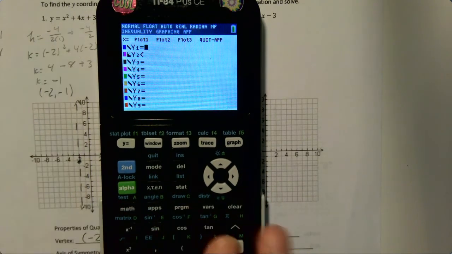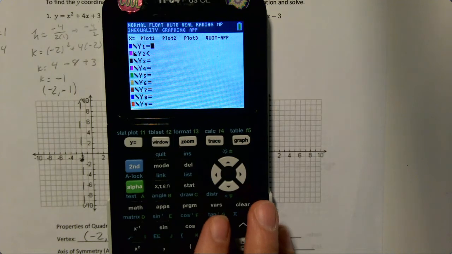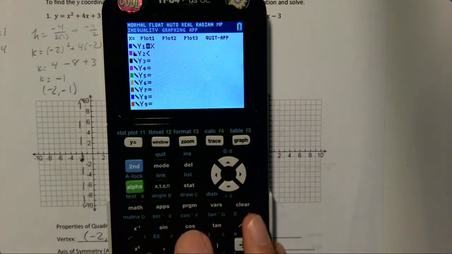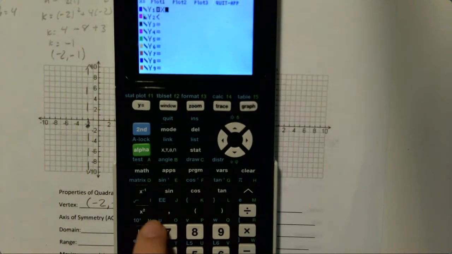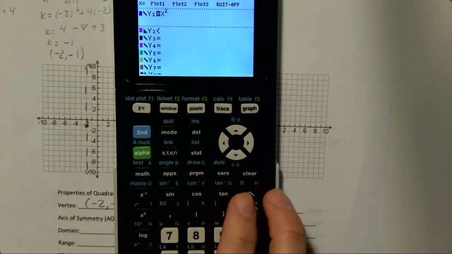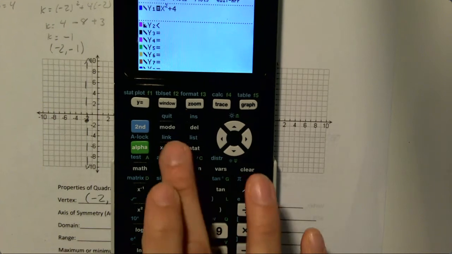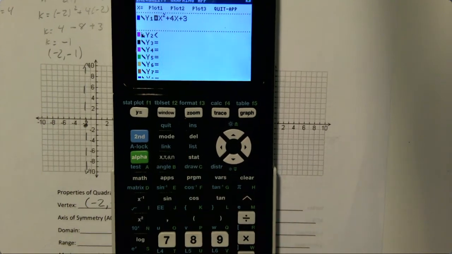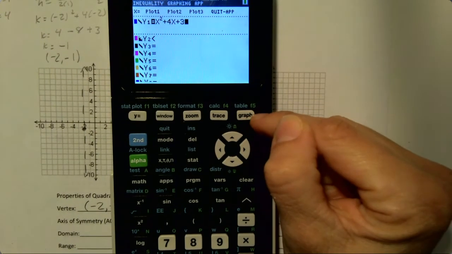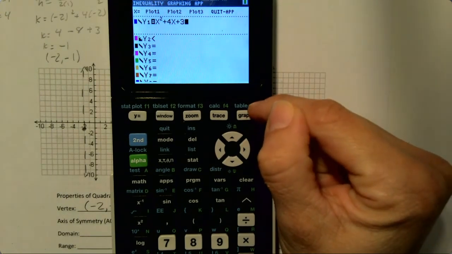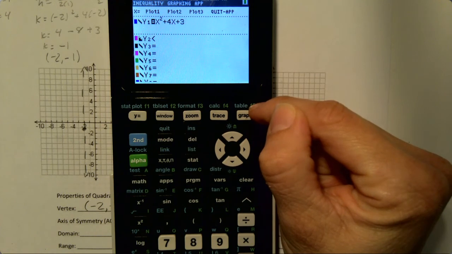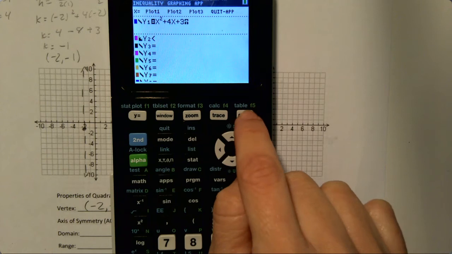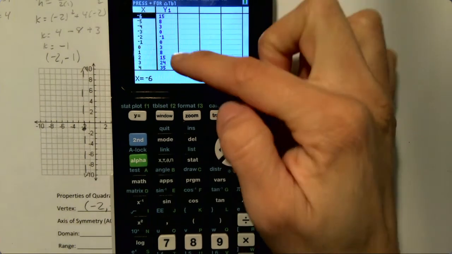So the equation is y equals x squared plus 4x plus 3. So x is right here. We're going to do x, and then we're going to hit squared, which is right here, kind of by the 7. X squared, and then plus 4x plus 3. Now that I have my equation in here, if you wanted to graph it, you could just hit graph, but I'm concerned with this one that says table, because that's going to give me the table of all the coordinates. So right now, if I hit second table, I can see all of the x and y coordinates.